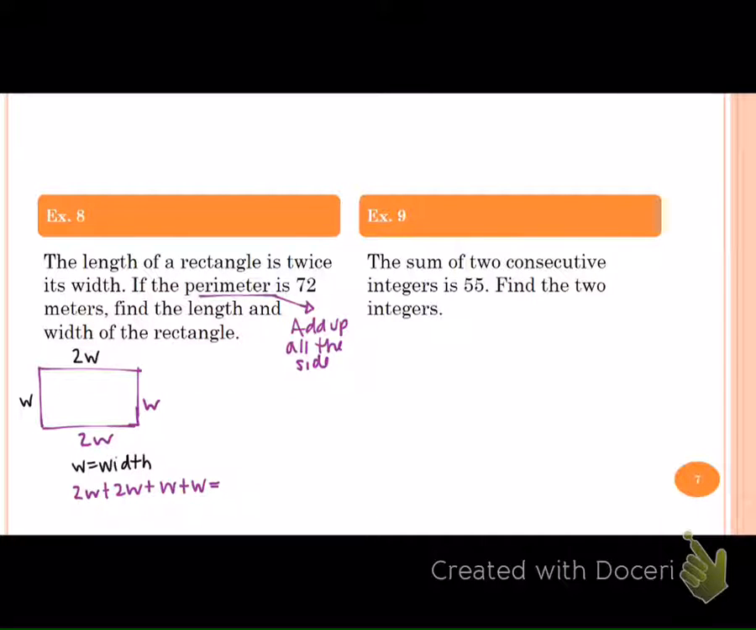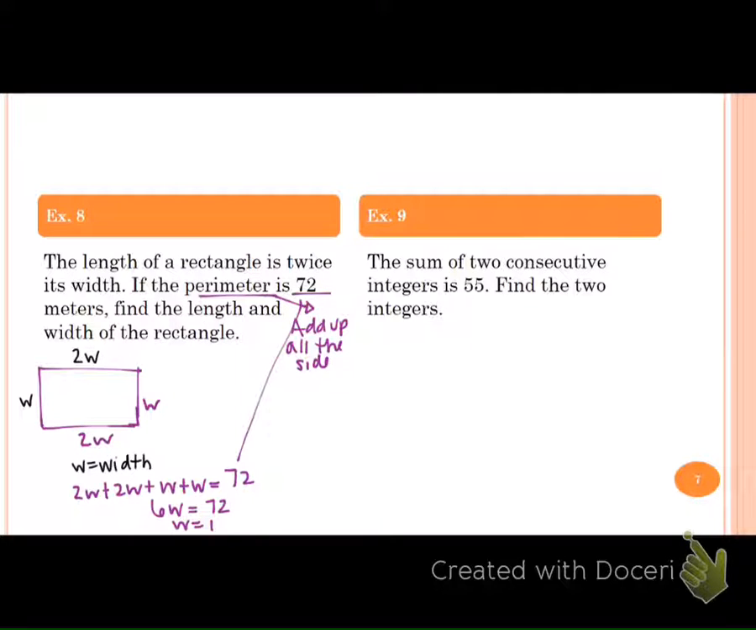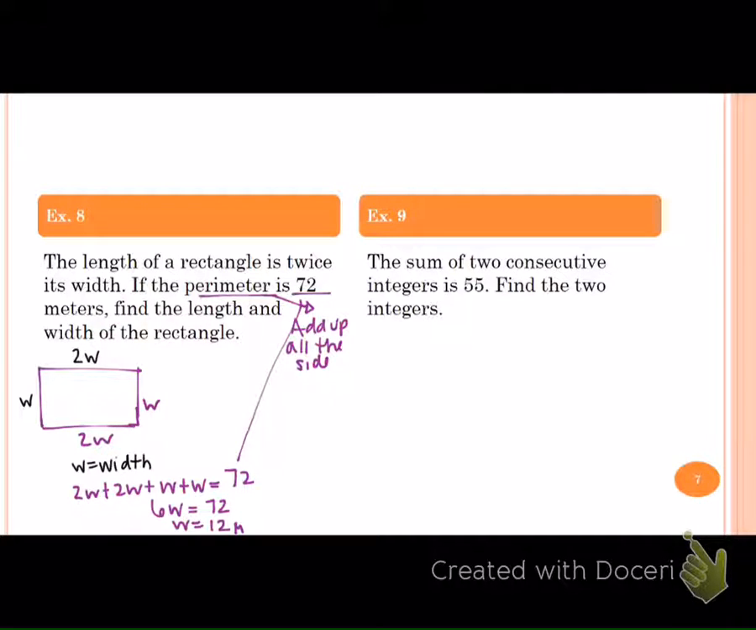What does it equal? What is the perimeter? Yeah, it tells us right there the perimeter is 72. So I get 6W equals 72. So W is 12 meters. How can I then go about finding the length again? Hannah, what can I do to find the length? If I know the width is 12 meters, how do I find the length?